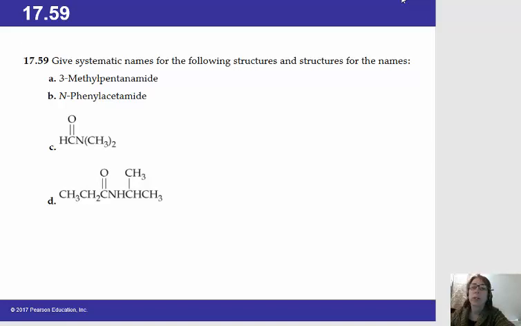So let's take a look at problem 17.59. Give the systematic names for the following structures and structures for the following names. So pause the video and see what you come up with.